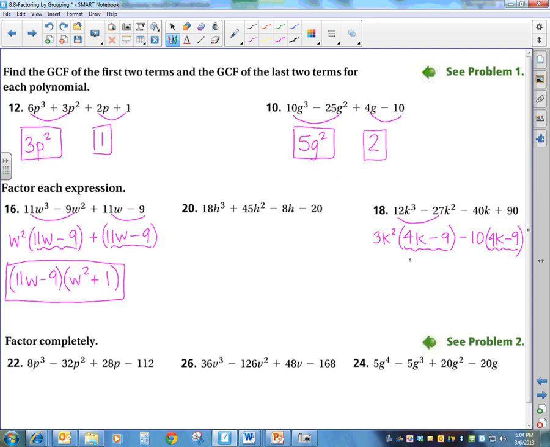In that, this is our common binomial factor. 4k minus 9, 3k squared minus 10.